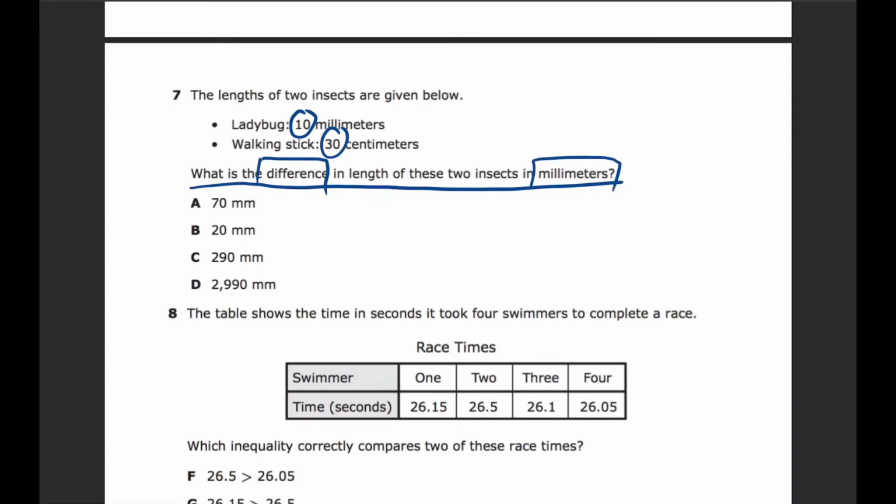A few different ways that we could figure out how to convert this. You could use the King Henry solver. That will work. I'm going to do 30 centimeters is the same as some number of millimeters. And I have big to small multiply all. So 30 times my relationship of centimeters to millimeters is 10. So 30 times 10 is going to give me 300. So now I have 300 millimeters.